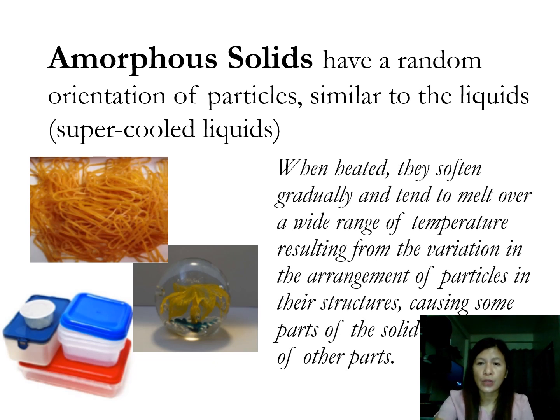Take note also that when heated, they soften gradually and tend to melt over a wide range of temperature, resulting from variation in the arrangement of particles in their structures. This causes some parts of the solid to melt ahead of the other parts of the solid.